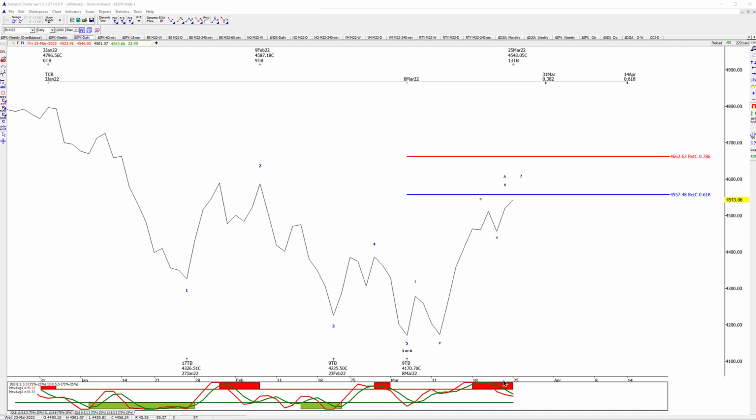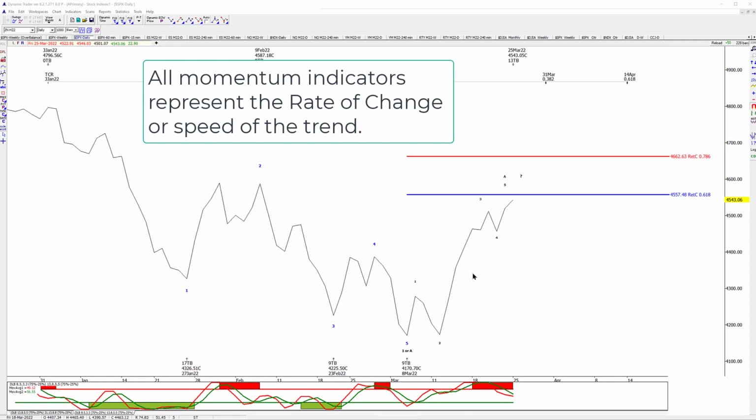So that's why you can have a momentum indicator being bearish, but the price being bullish. It just means the rate of change is getting less and less. There's less buying power coming into the market.